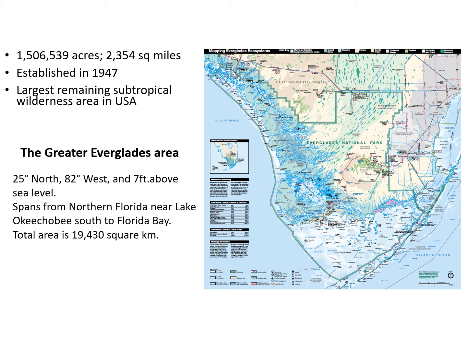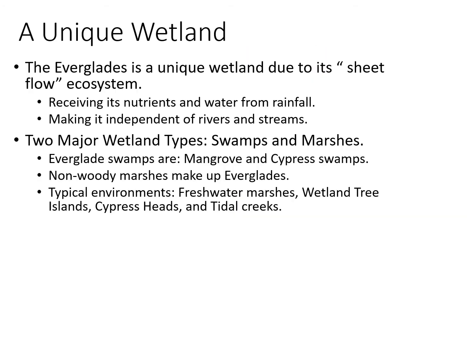Okay, you can see the boundaries of Everglades National Park in green here, and above it is the Big Cypress, and then there are water management areas that surround some of the areas to the northeast. And it's a very unique wetland because of the way water flows in this area.